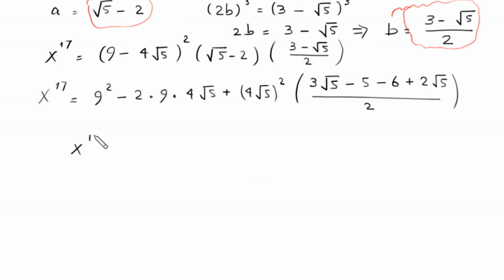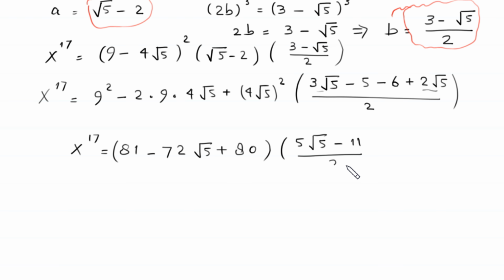Next, x to the power 17 is equal to, this 9 squared is 81, and 2 times 9, 18 times 4, negative 72 times root 5 plus this 4 squared is 16, and 16 times 5, 80, times this 3 times root 5 plus 2 times root 5 will become 5 times root 5. Negative 5 minus 6 will become negative 11 divided by 2.